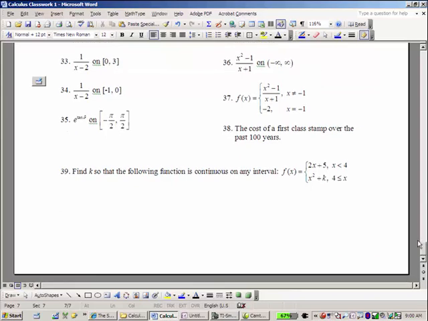Alright, so for 39, here's another one of those find k sort of things. We need to find a value so that the function is continuous. And look at this, it's a piecewise defined function. It's defined as 2x plus 5 when x is less than 4, and it's defined as x squared plus something when x is greater than or equal to 4. Now, would you agree that there are probably lots of values of k that would make this function not continuous?